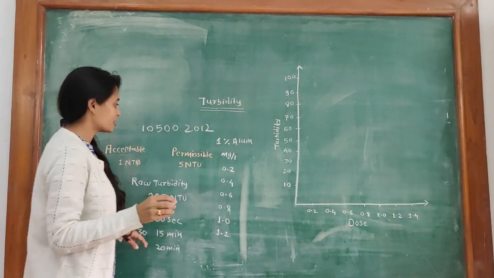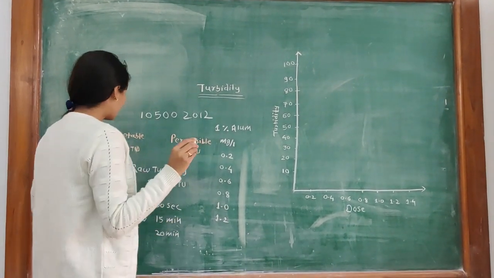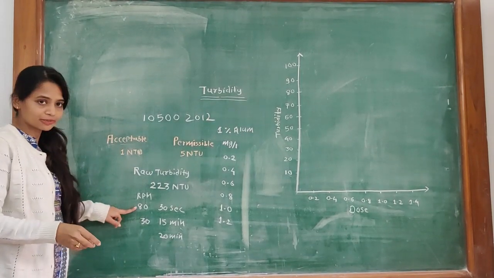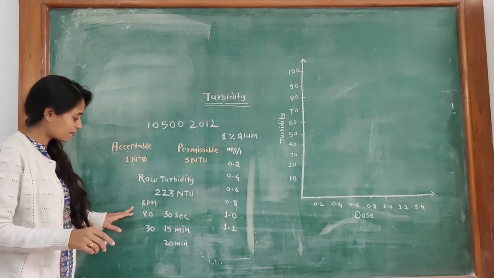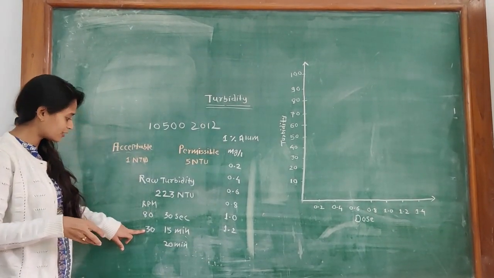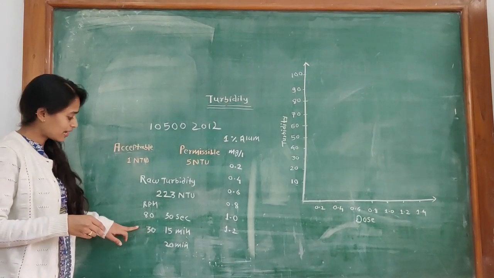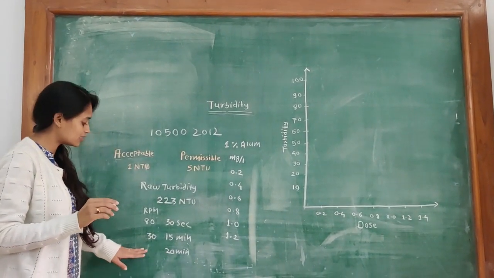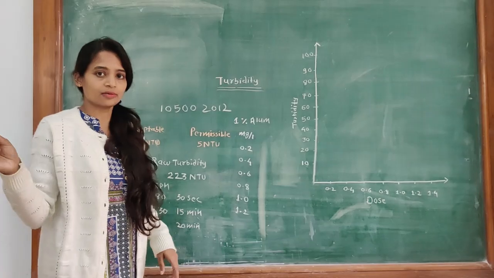After addition of these doses to the respective beakers, what do we need to do? First, we will set our regulator to 80 rpm for 30 seconds. That will be flash mixing or rapid mixing. After that, we will lower the regulator to 30 rpm for 15 minutes, and this would be slow mixing. After slow mixing, we need to keep it in idle condition for 20 minutes, and this will be the sedimentation stage. So let's just start the experiment.